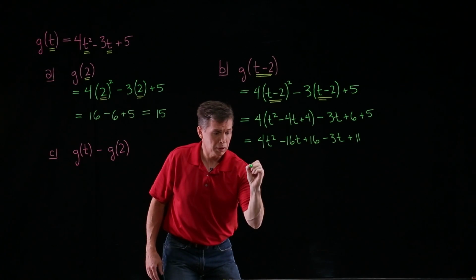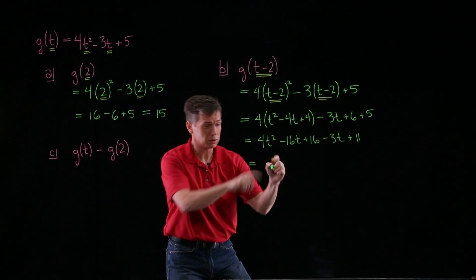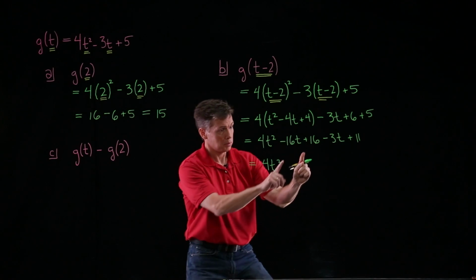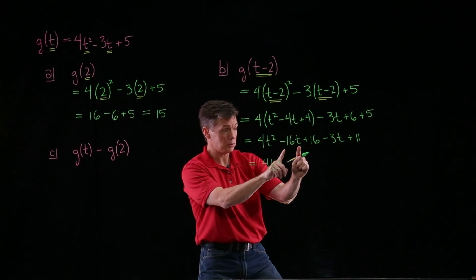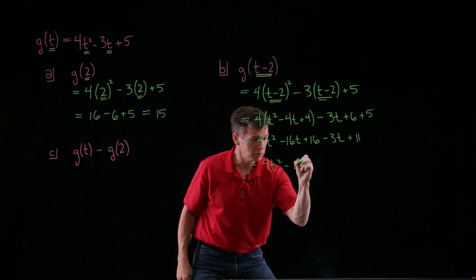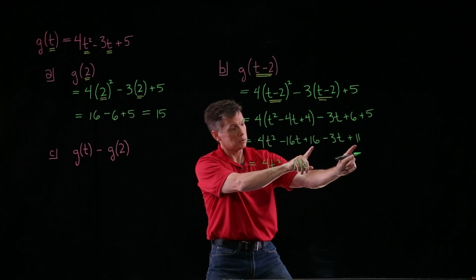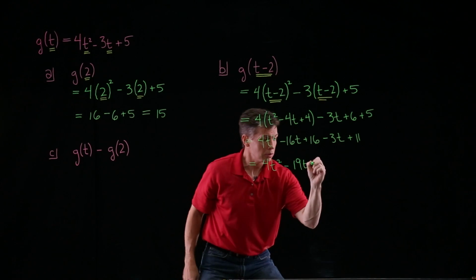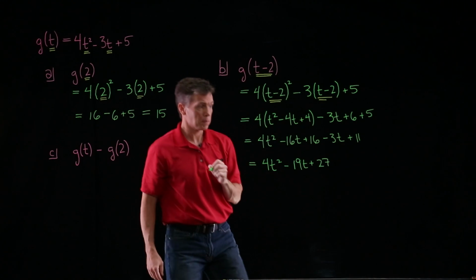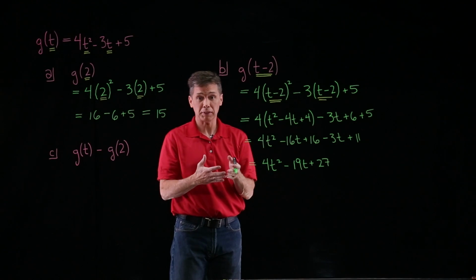I think one more step, and I'm looking to collect like terms. There's only one t squared term, so he stands alone. But there's a negative 16t and a minus 3t, so minus 19t. And then the two constants are 16 and 11, so plus 27. I think I'm cleaned up as much as I can be, and so that would be my final answer.